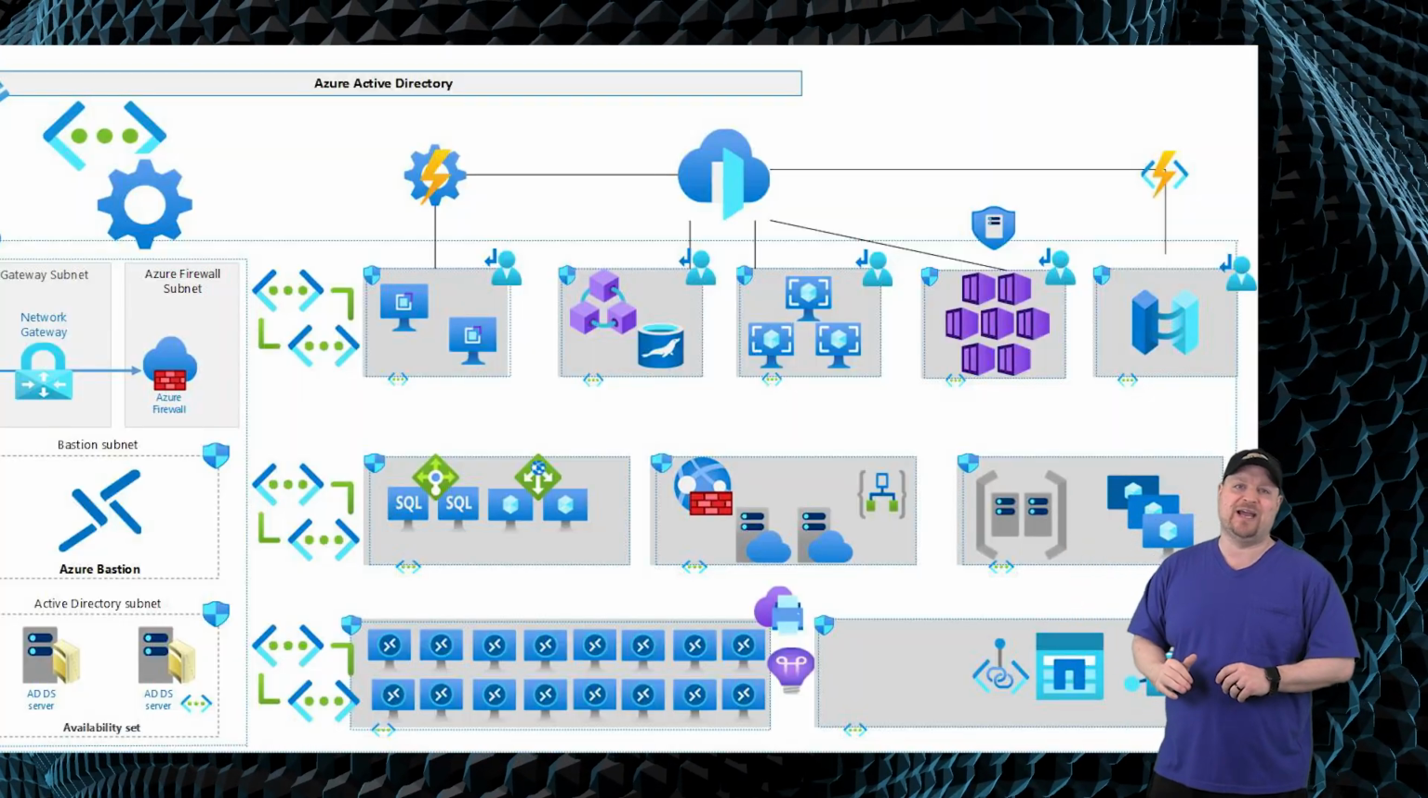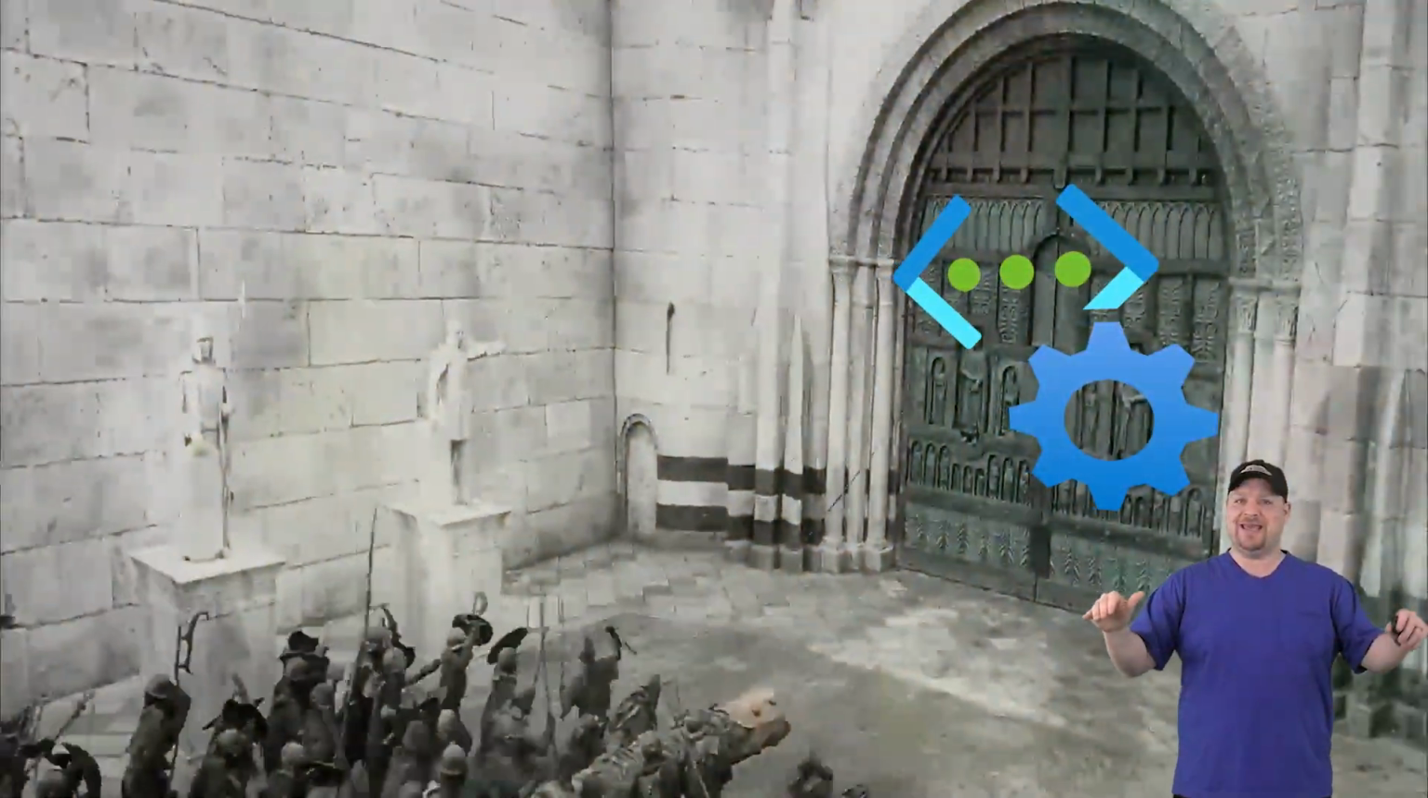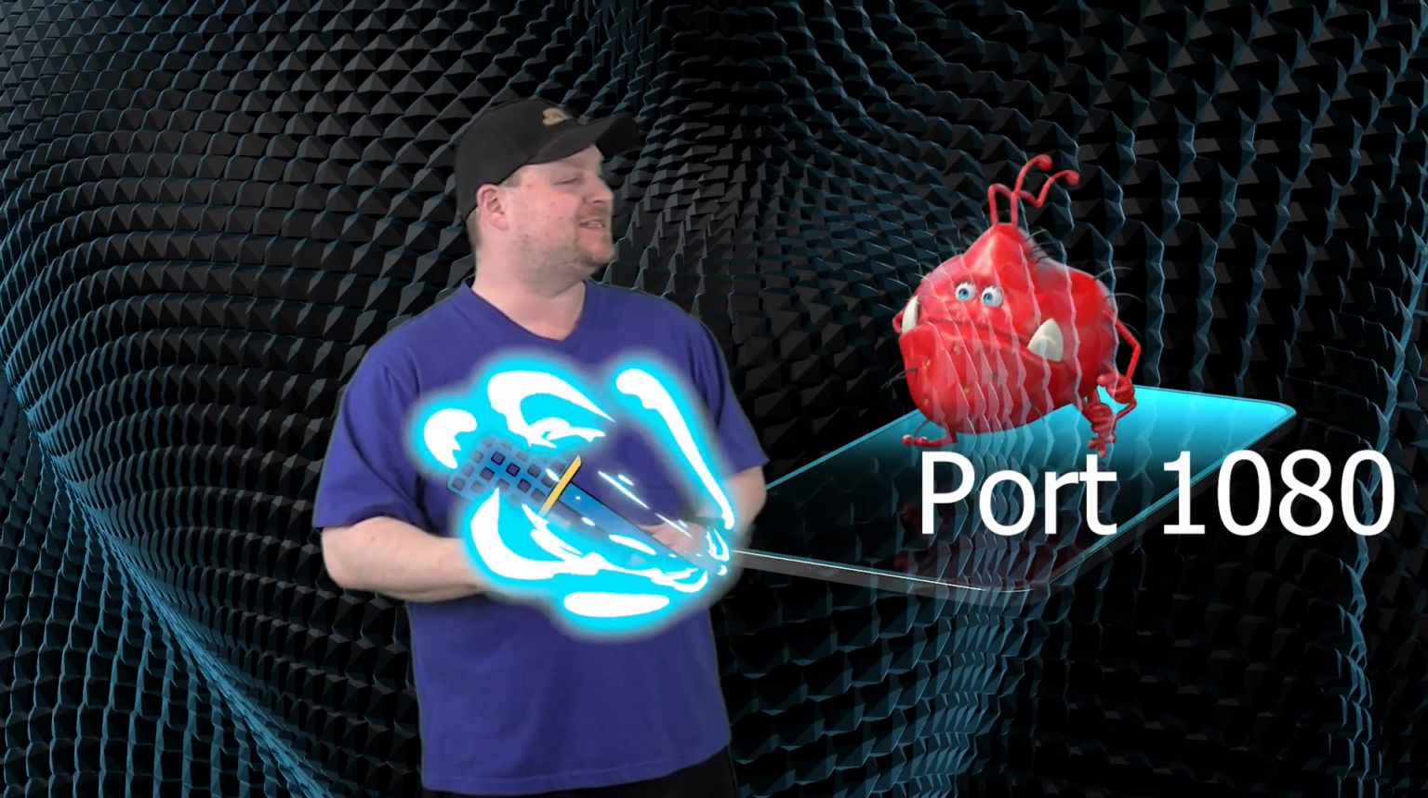So here's a real-world example. I have multiple applications and they all need different ports and different directions for their own specific use cases. And that's all controlled by the NSGs at the subnet layer. Then we have the Azure Virtual Network Manager, which is guarding the gates of the castle. Now, what if port 1080 was being used by this nasty bug and you just need to whack it?